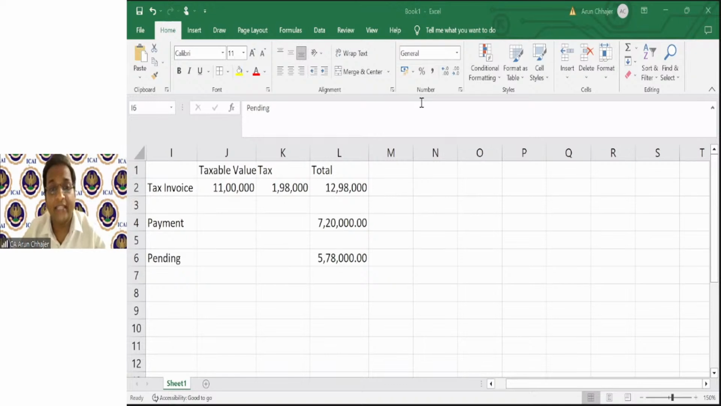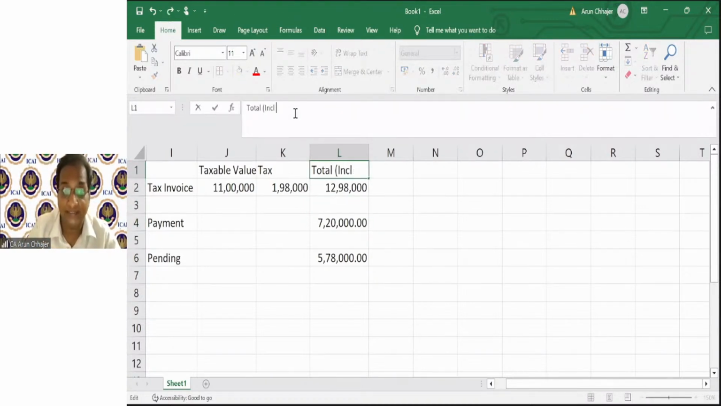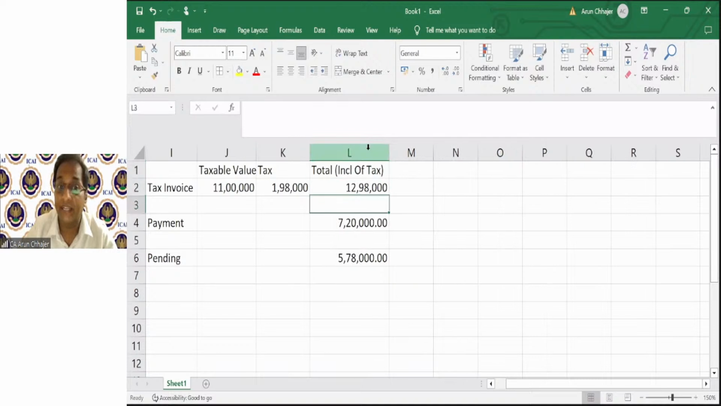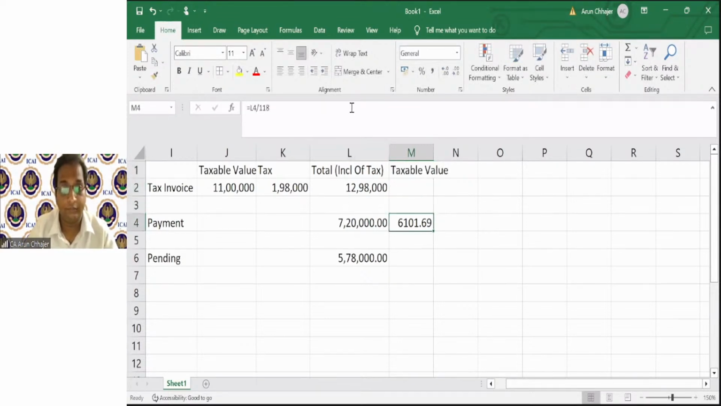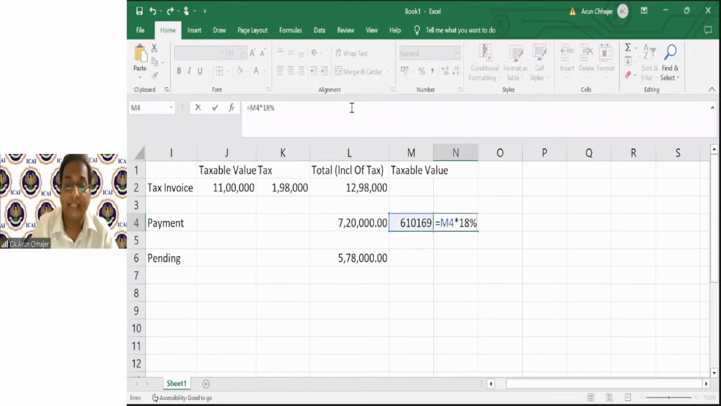Correct. So if this much of the amount is pending, ITC needs to be reversed. Can you calculate how much ITC pertains to 578? Can you calculate how much ITC pertains to 720? Because this total is inclusive of tax. Obviously it is inclusive of tax, since the payment of 720 was made and the balance is pending. So we will divide by 118 to calculate the taxable value, and 18% is the tax.